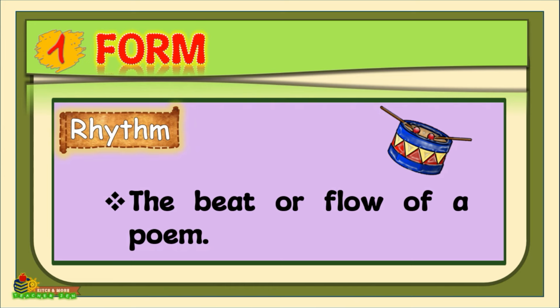Now here comes the cool part, the meter. Meter is the pattern behind that rhythm. It's made up of syllables, the small sound units in words, and how they are stressed or unstressed. Now let's break that down. A stressed syllable is the one you say louder or with more force, like the word boom. An unstressed syllable is softer, like ba in baboom. We can use this symbol to show unstressed syllable and this one for stressed syllable. Look at this example.